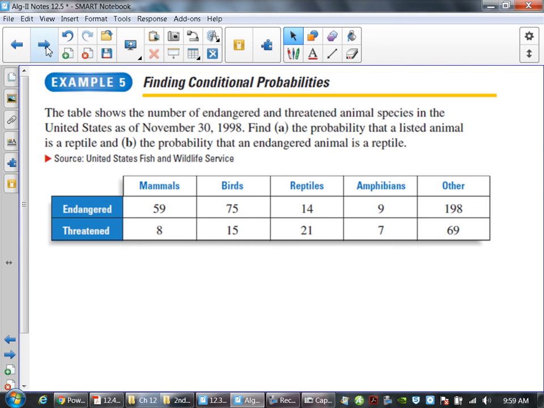Conditional probability. This is a little bit different. This is when you're going to look at a table and read about what they're asking. The table shows the number of endangered and threatened animal species in the United States as of November 30th, 1998. Good data set for us, right? It's only been a few years.